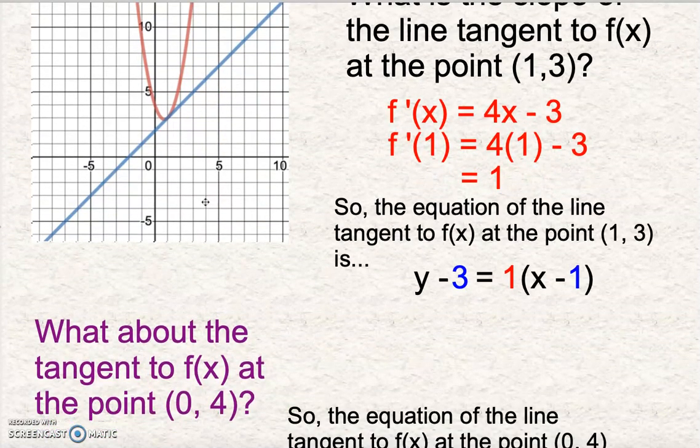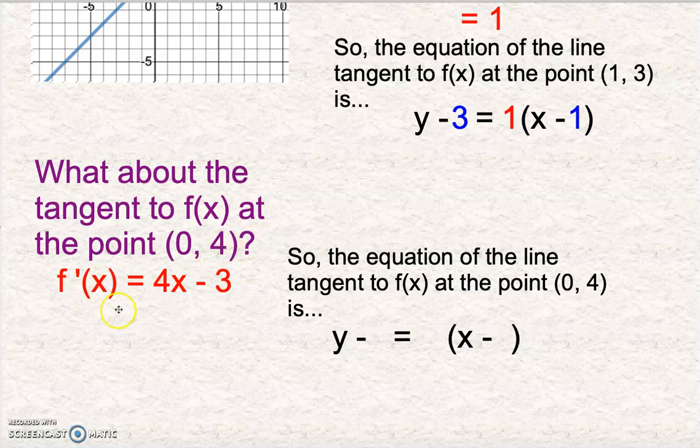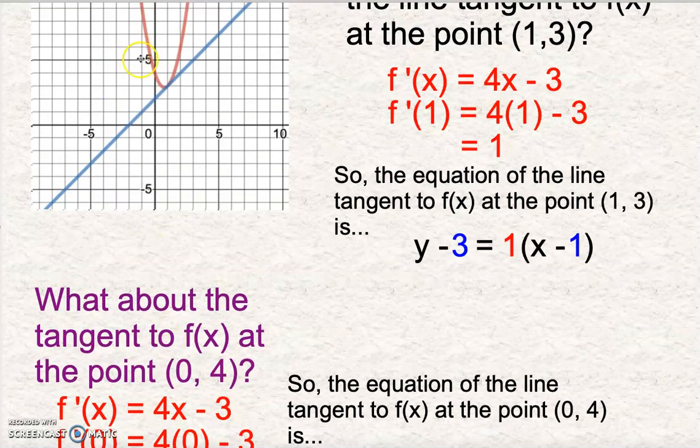But elsewhere on that same exact curve, like at the point (0, 4), it's a totally different slope. If I plug 0 into my slope generator, the 4 doesn't really matter, I put a 0 in for x, and it tells me my slope is negative 3. Look at that point, (0, 4). Wouldn't the slope of a tangent line have to be negative?